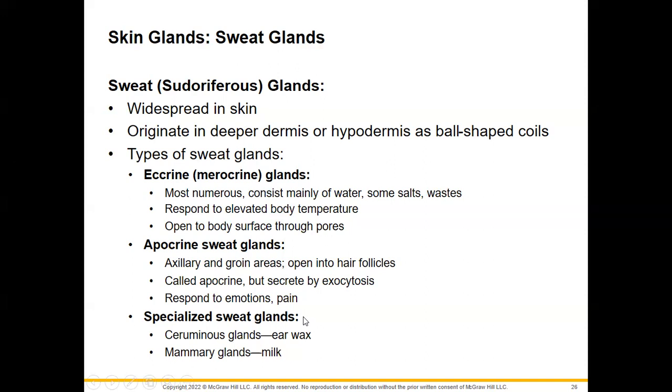Then you have specialized sweat glands. Specialized sweat is your earwax and the milk produced by the breast. Even though they are thicker than regular sweat, they're still basically modified sweat glands. Ceruminous glands produce cerumen, and cerumen is the name of earwax. And mammary glands, mammary refers to the breasts, so mammary glands produce milk.